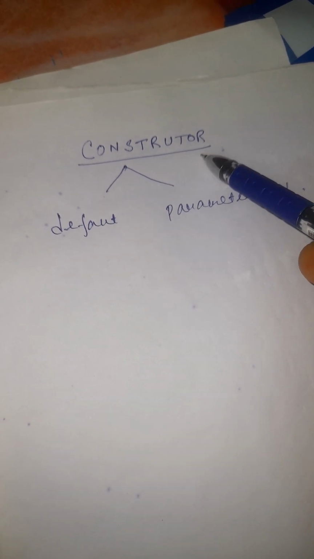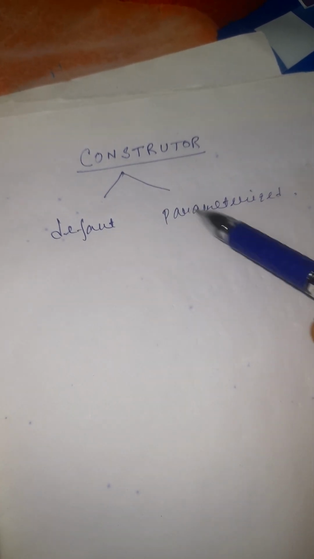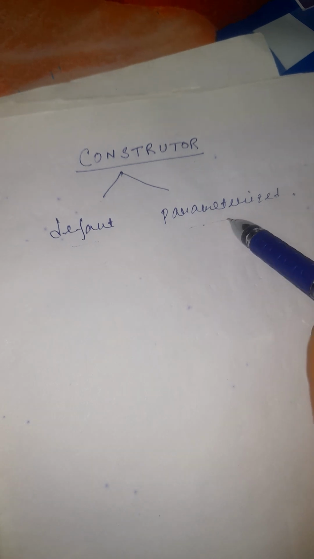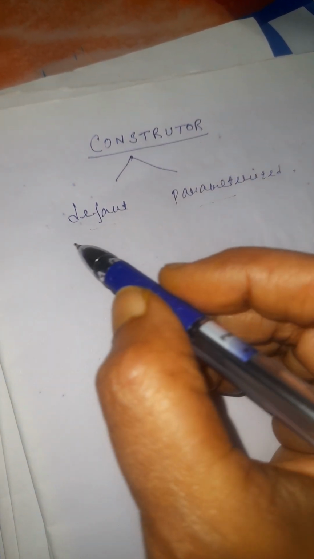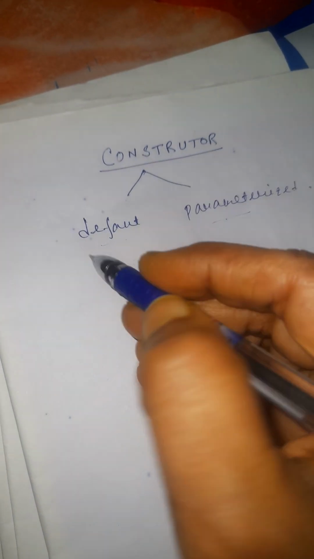Today we learn constructor in Java. Basically in Java there are two types of constructor. One is the default constructor and another one is the parameterized constructor. Now first point, why the constructor is needed in Java. Basically constructor is used to create the object.